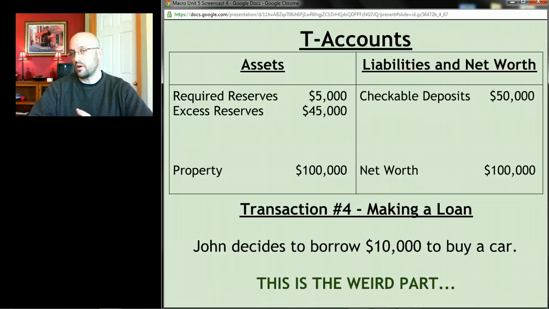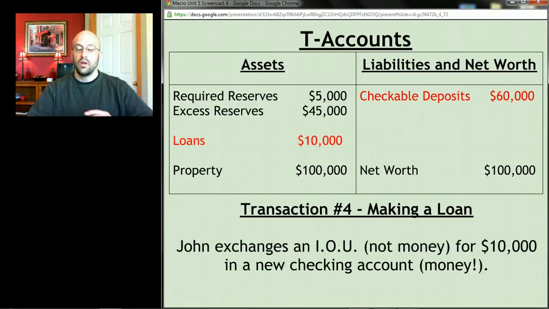Now this is the weird part and takes a little thinking about, but this is the mechanism through which the Federal Reserve can create money through banks. What happens is that John writes out a little IOU, I owe Sloth Bank $10,000. That IOU isn't money, it's a piece of paper, right?